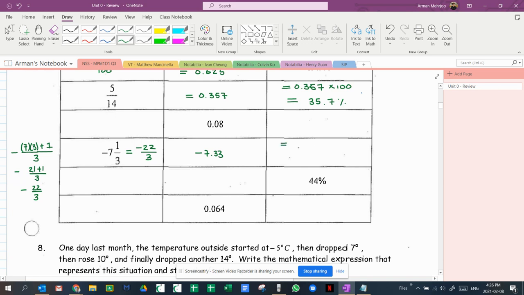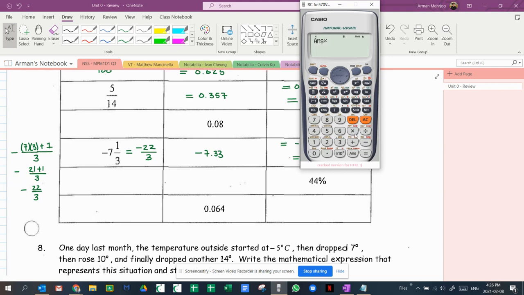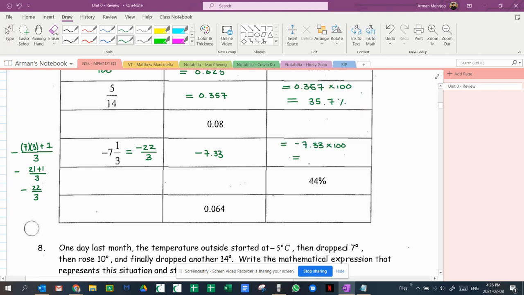And then to convert it into a percent, take your decimal, multiply it by 100. Let's multiply this guy by 100. And I get negative 733.33.